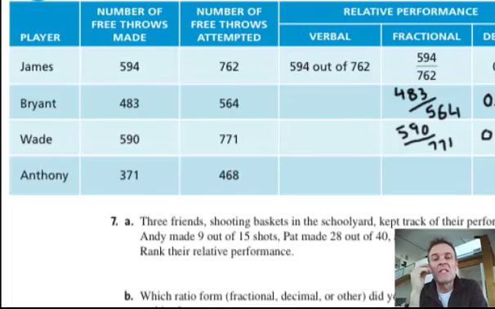Okay, here's another table similar to the last one where we looked at statistics in terms of fractions or decimals to see basically who had the best statistics, who had the best ranking. So again, we're looking at James, Bryant, Wade and Anthony.